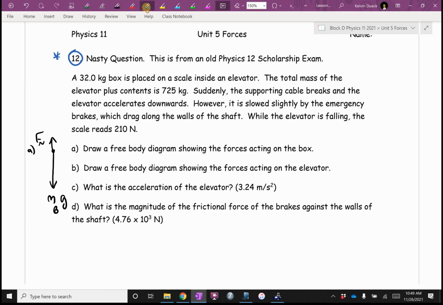B says, draw a free body diagram. I'm trying to fit this all on one page, so I'll do the free body diagram for the elevator on the right here. What are the forces acting on the elevator? Get the obvious one. I'm going to call that M elevator times G. What else? Brakes, friction, pointing up. Cool.